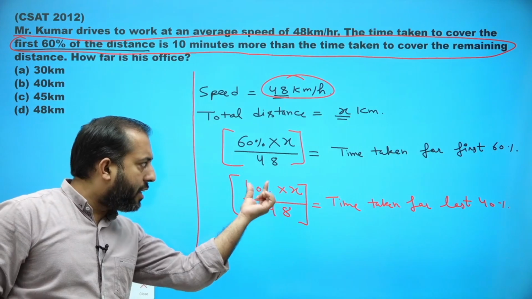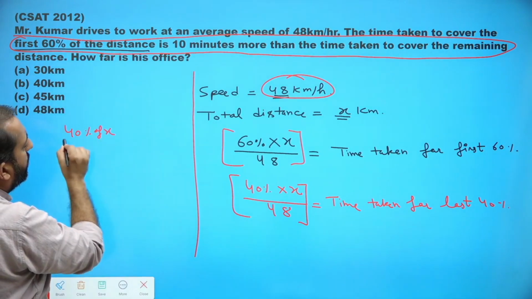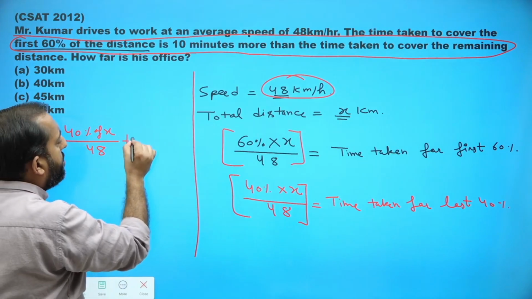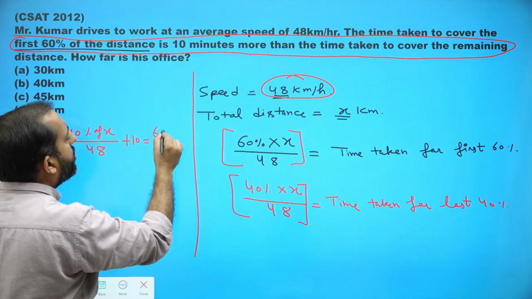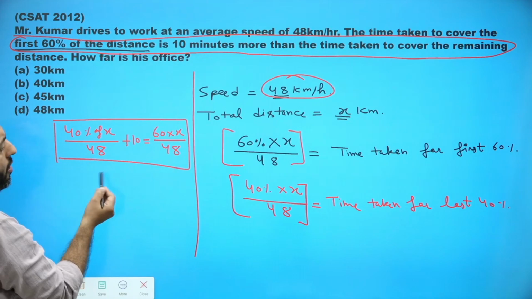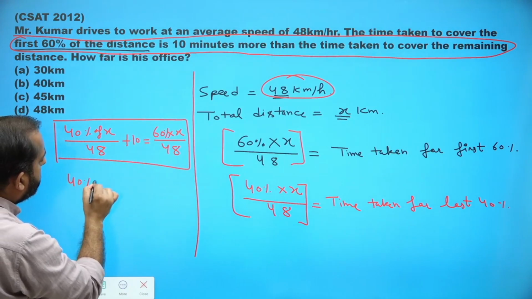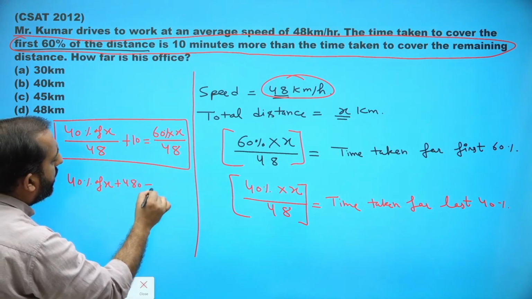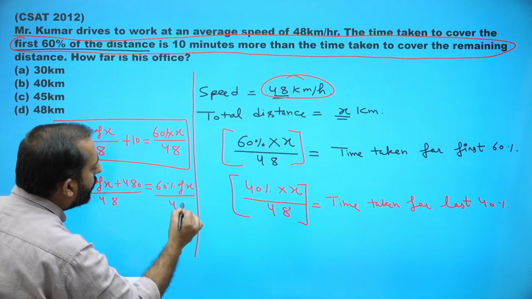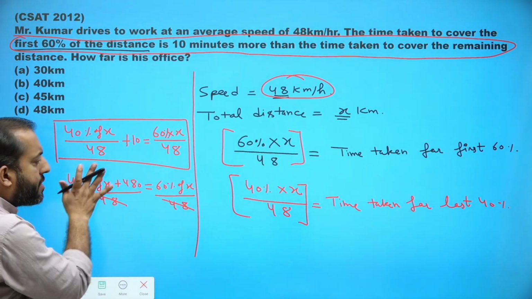So the time taken for the remaining distance was 40% of x by 48. So if you add 10 minutes to it, you will get the time taken for the first 60%. Solve this, get the value of x. So you can see this is 60%. I'm keeping it 60% here, 40% here. So it becomes 40% of x plus 480 equal to 60% of x, with 480 in the denominator on both sides. 48 cancelled out.